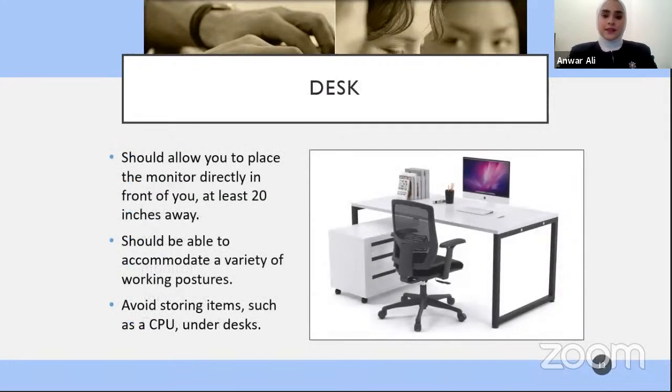Let me start with the desk. Ergonomic, when we talk about the desk, we're looking for a place that can allow you to place the monitor directly in front of you, at least 20 inches away from you, and it should be able to accommodate a variety of working postures. Make sure that you avoid storing items underneath your desk so that you leave room for your feet and your legs to move freely.